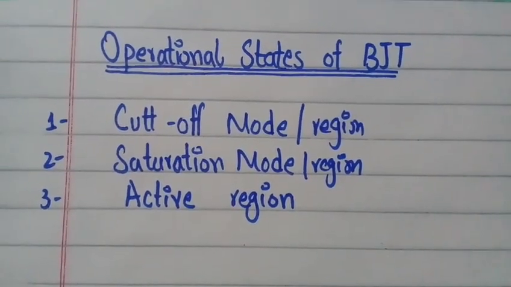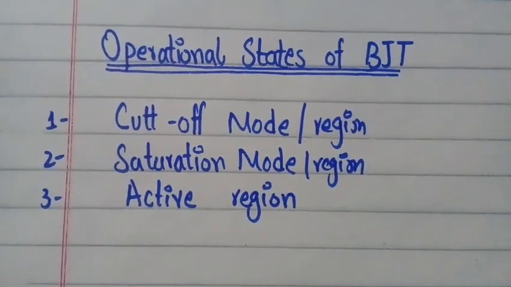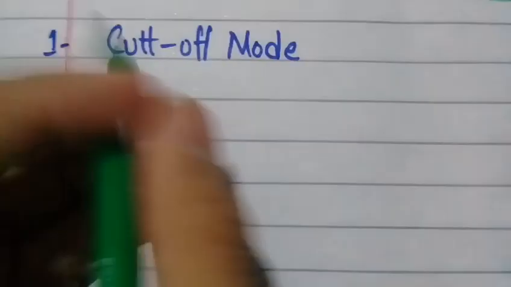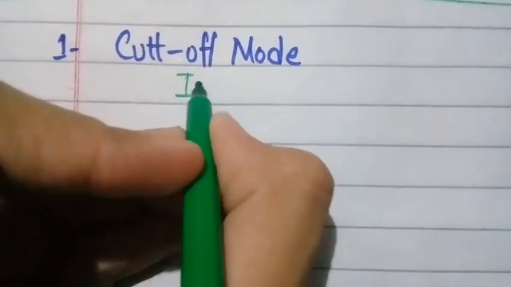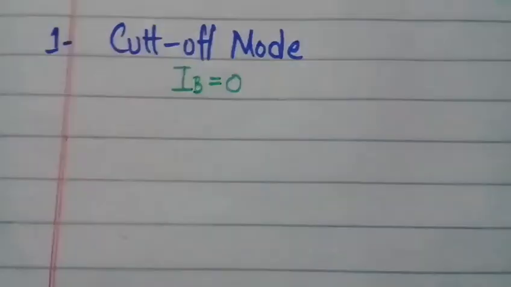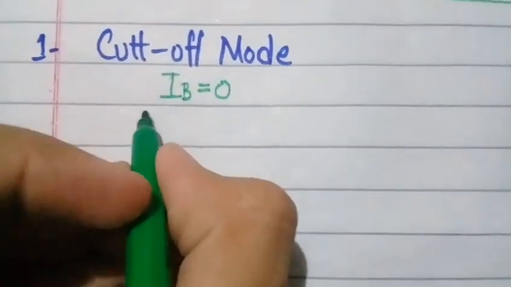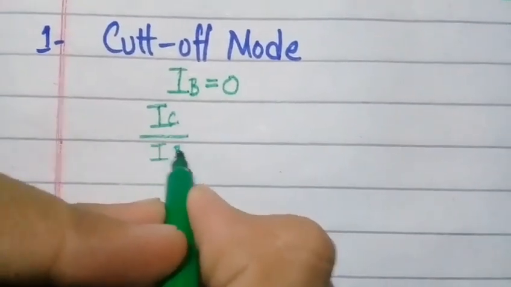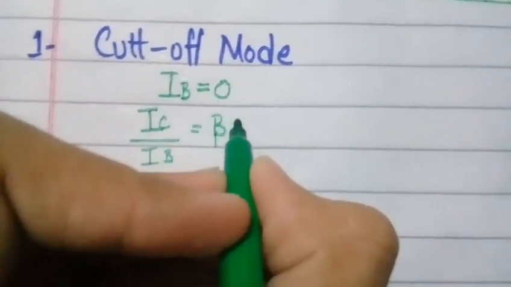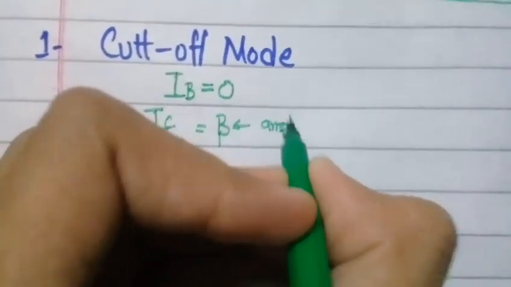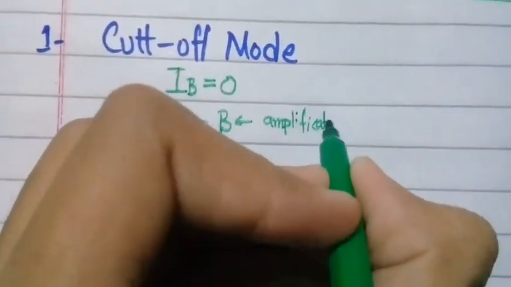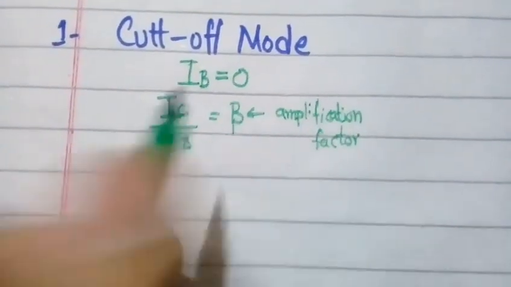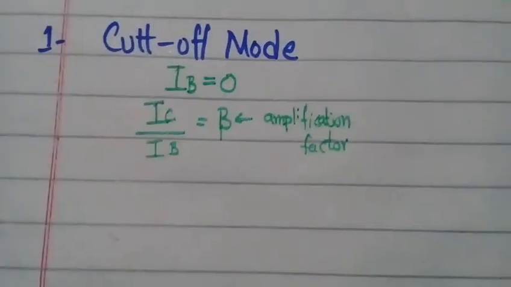First of all, we study the cutoff mode of bipolar junction transistor. Here we see the first operational state. In this mode, the base current of the transistor, IB, is equal to 0. When base current is equal to 0, we learn some formula that IC over IB is equal to beta. The beta is the amplification factor, and beta is equal to IC over IB.